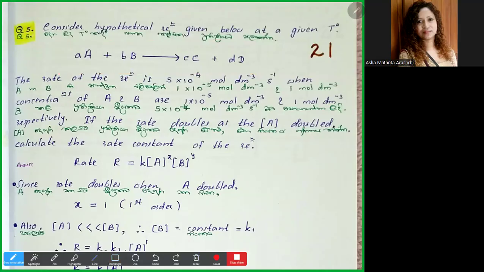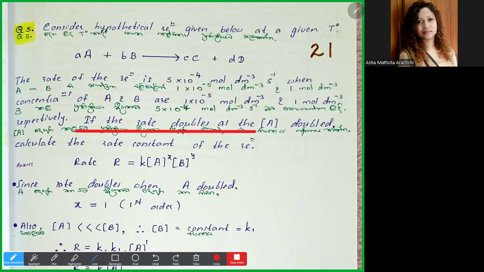Okay, that's right. The rate of the reaction is 5 × 10^-4 moles per cubic decimeter per second, when the concentrations of A and B are 1 × 10^-5 moles per cubic decimeter, 1 × 10^-5 moles per cubic decimeter, and 1 mole per cubic decimeter, respectively.